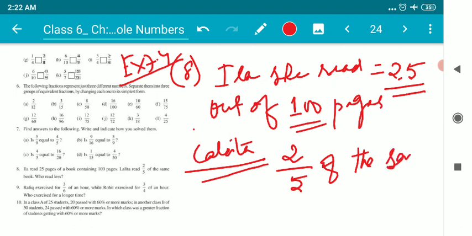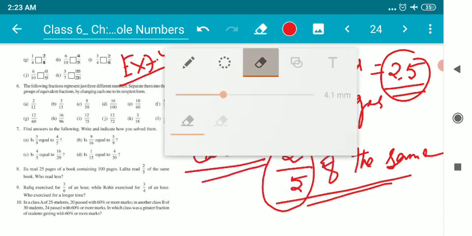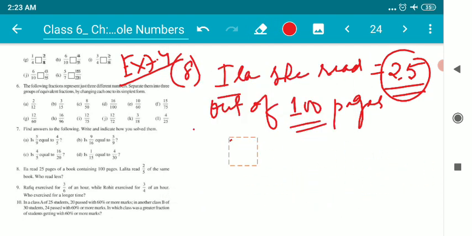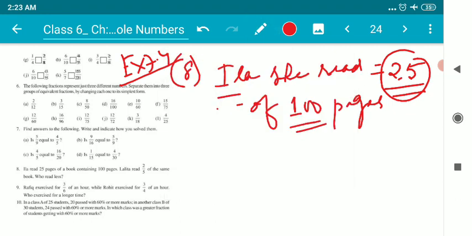Now the question comes in our mind. Who read more or who read less? Okay, children. The number of pages read by Ila is given. The number is 25. She read 25 pages. Lalita read 2 by 5 of the same. So let us find what is 2/5 of 100 pages first, because Lalita read the same book.